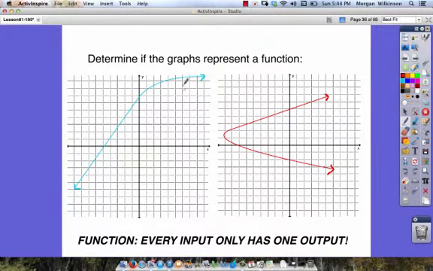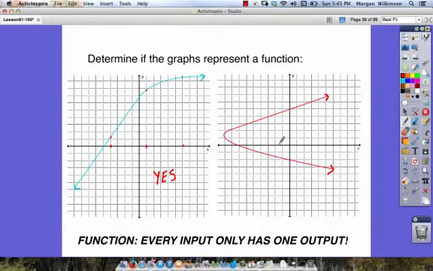Now, these two questions say, determine if the graphs represent a function. And then down here, you can tell this is important: in a function, every input only has one output. So that means everywhere we see an x value, we're only going to have one y value. So if we look at this graph on the left, everywhere there's an x value, we only get one corresponding y value. Okay? So this is a function, yes, because every input only has one output.